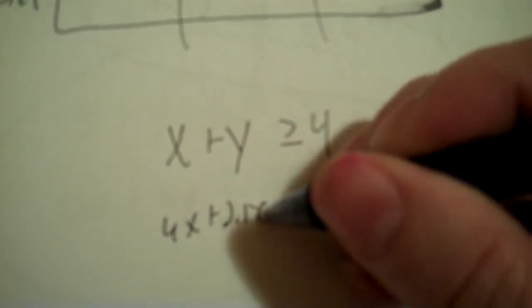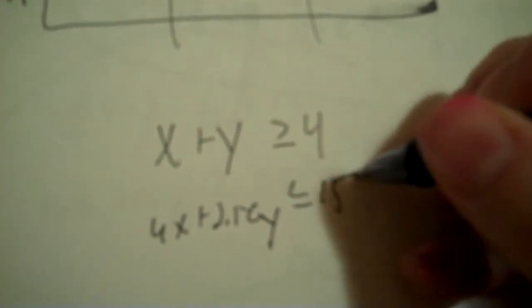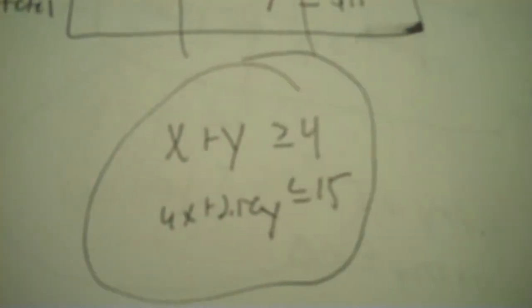Okay, let's talk about the 4 at least. That means you can go over that, greater than or equal. But you have 15, so you can't go over what you have, so that would be less than or equal. So the inequalities, you got X plus Y greater than or equal to 4, and then 4X plus 2.50Y less than or equal to 15. That's your system.